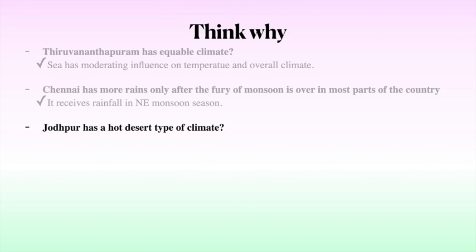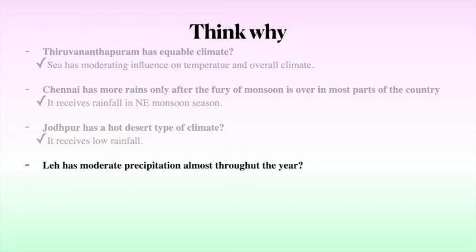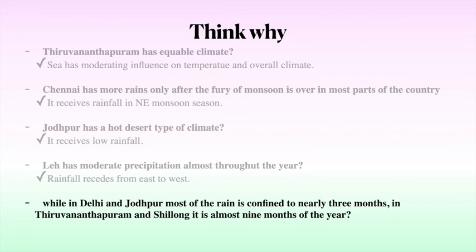Jodhpur has a hot desert type of climate because Jodhpur receives lesser rainfall. Leh has moderate precipitation almost throughout the year? Because when the southwest monsoon wind from the northeastern states reaches Kashmir in an east to west direction, little or no rainfall is received in Leh. So it is dry almost throughout the year.